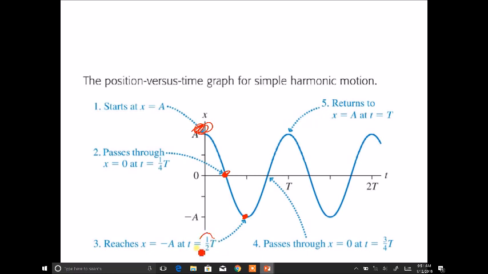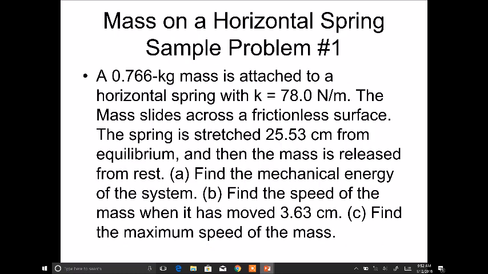So that's at half the period. Well, now it's going to be pushed back toward the equilibrium position. It's going to start to accelerate back toward the right. It's going to pass back through the equilibrium position, but it's not going to stop. It's going to continue to move toward the right. The spring is going to continue to stretch, and here it finally returns back to its original starting point. So notice the time between here and here is 1 period, the time for one complete cycle. And then it's just going to return and repeat again and again. That's simple harmonic motion. So here's another sample problem.